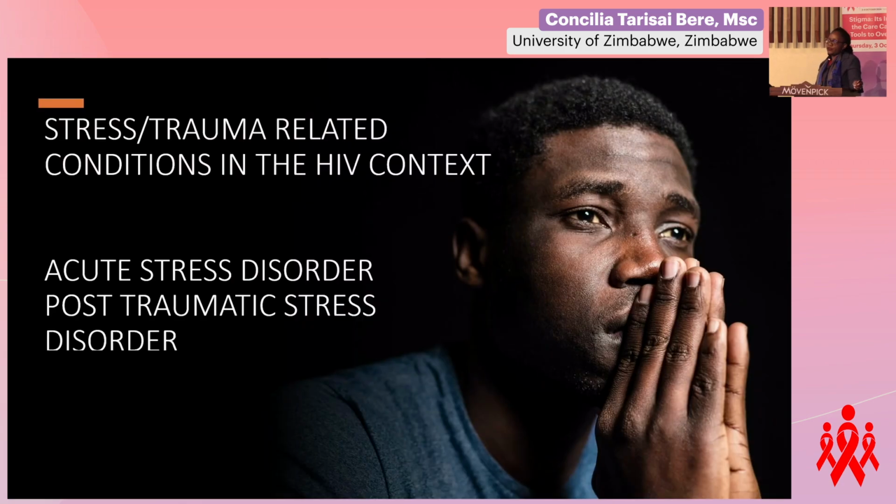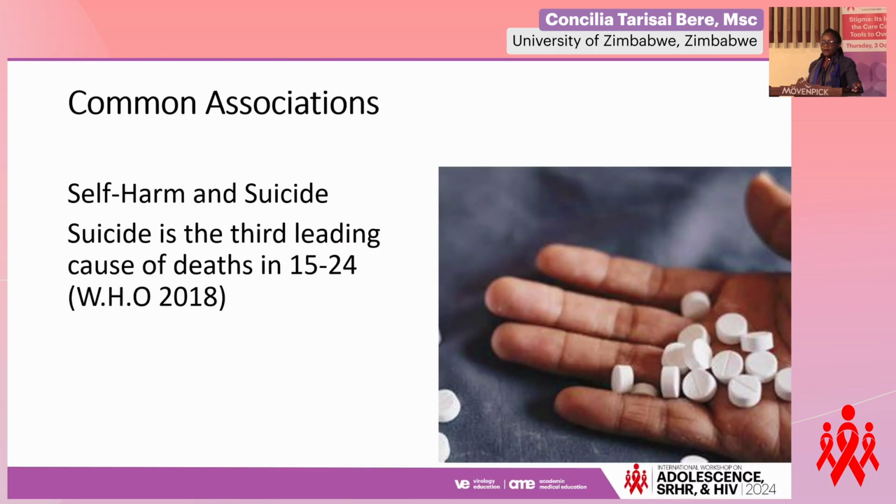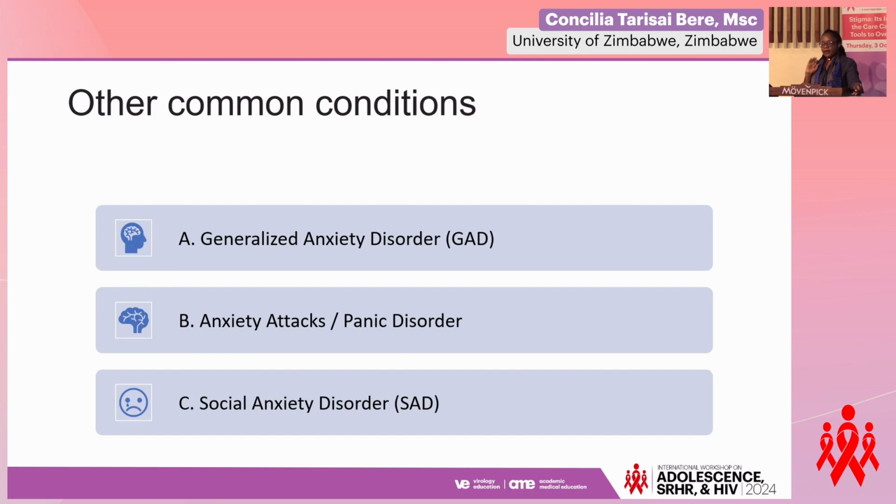Other problems that we usually focus on, especially in the HIV context, would be stress and trauma-related common mental problems. And when we talk about trauma-related, we worry about post-traumatic stress disorder. That's another mental health problem that we have. And all of these mental health problems that I have mentioned, depression, anxiety, post-traumatic stress, are usually associated with self-harm and suicide. And we know now that suicide is the third leading cause of death in the age group of 15 to 24. And then we also have other mental health conditions such as generalized anxiety disorder, and we have anxiety attacks, panic disorder, social anxiety disorder.